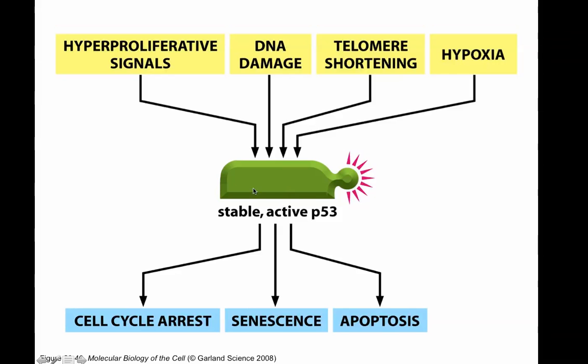P53 has sort of a different job. So P53 will be activated when the cell senses either hyperproliferative signals, DNA damage, telomere shortening, which means the cells are dividing and at the end of what we would call their genetic life, or if there is hypoxia or some type of environmental issue that might be detrimental to the cell. So P53 becomes active, and once it's active, it upregulates genes that arrest the cell cycle, that cause senescence, which is a halted cell, or apoptosis.